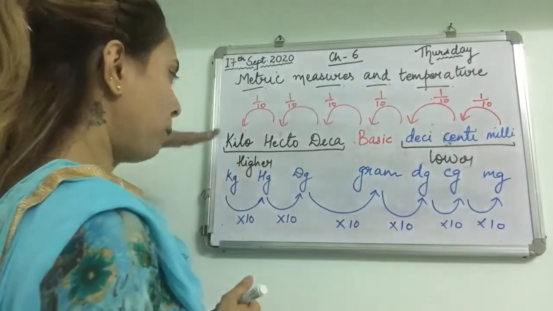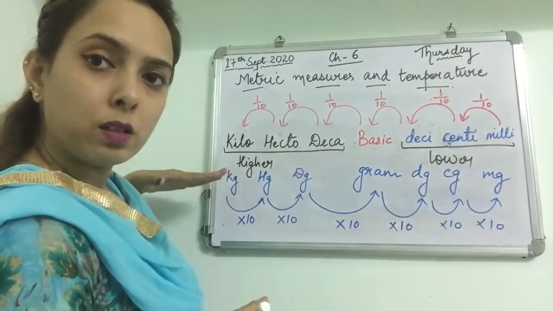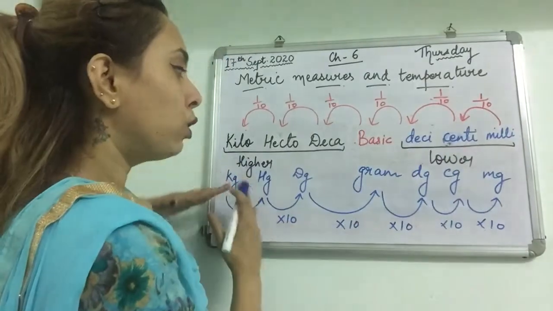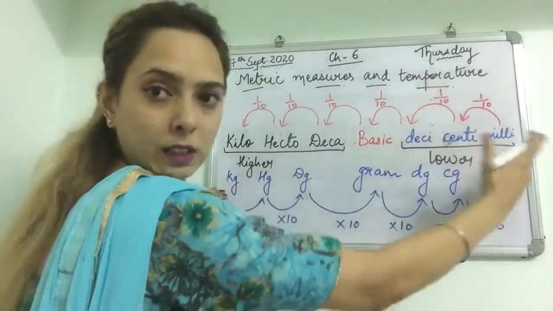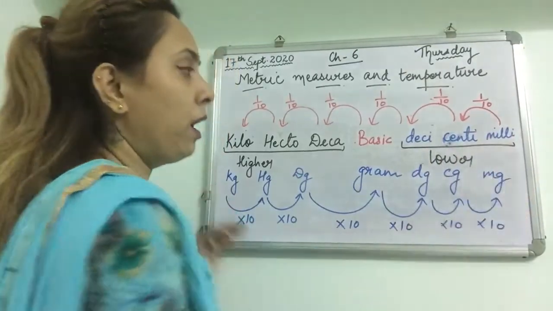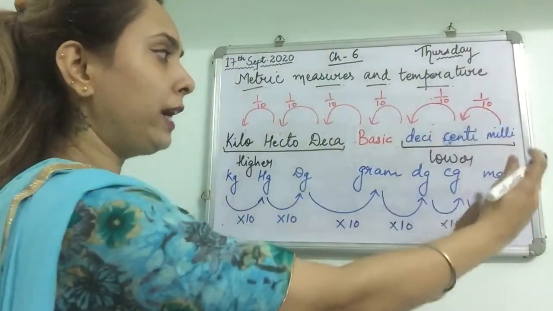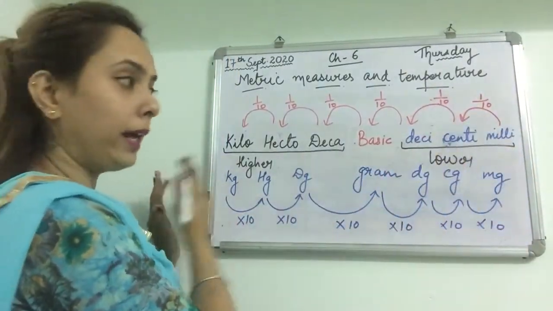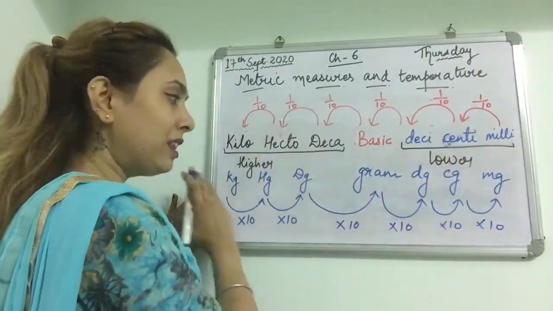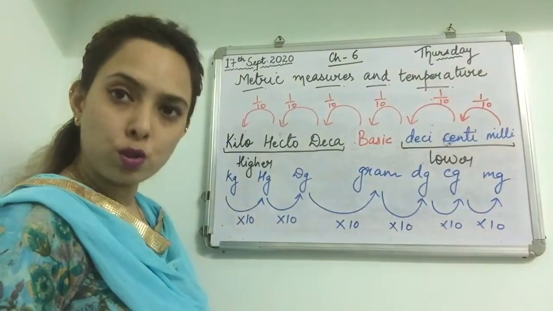If you are moving from left side towards the right side, the units are going in the lower direction. And when you are moving from right to left side, the units are moving in the increasing order. So in this way we will solve.